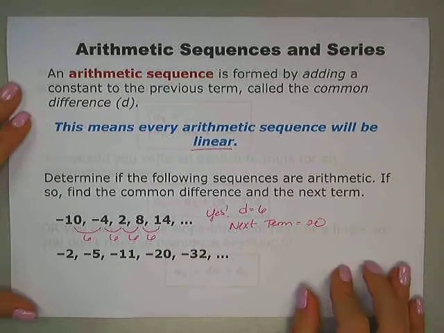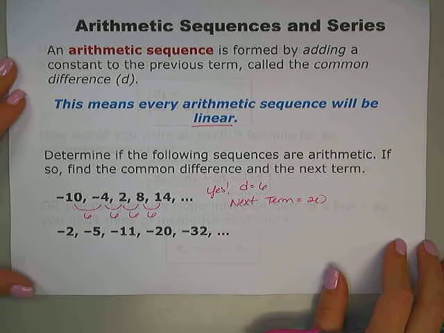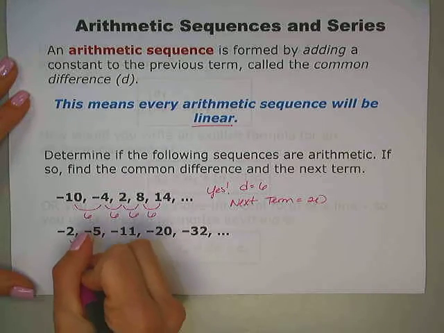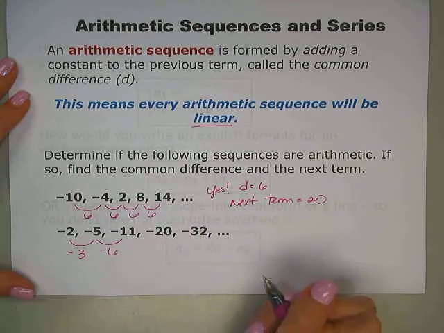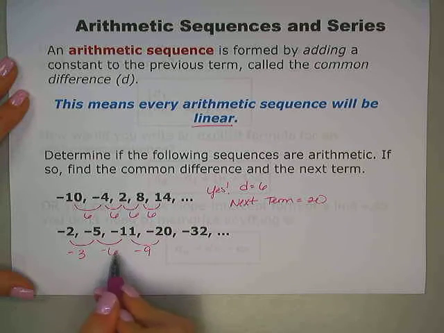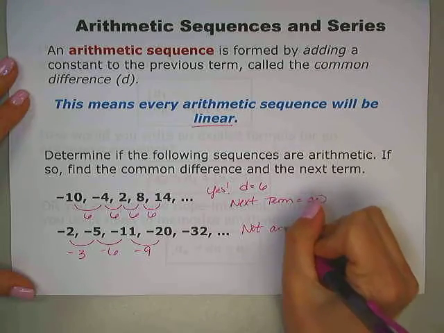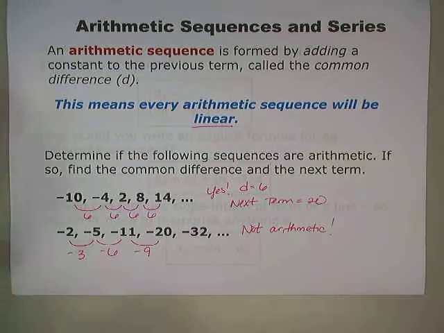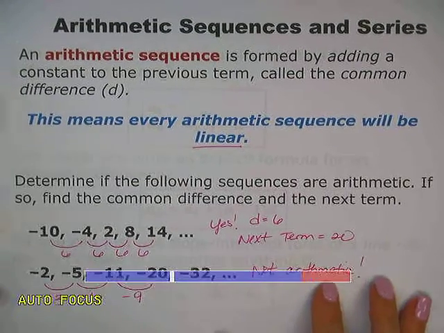All right, so let's take a look at the next one. The next one, -2, -5, -11, -20, -32. Well, what am I doing? Subtracting 3. And then I'm subtracting 6, and then I'm subtracting 9. Now this is most certainly not a common difference, so I would say not arithmetic. In other words, it will not be linear if I were to plot those points, so that is not an arithmetic sequence. Let's zoom in a little bit. There we go. All right.